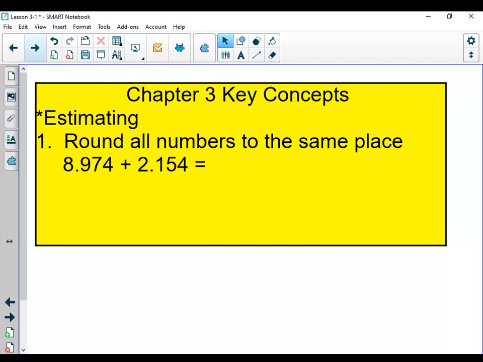And a lot of people like estimating because you are rounding all numbers to the same place, but notice it does not say what place. So you get to pick. Some people right now might be saying, yes, I'm going to round to the 10th place. And what you should do, especially if you are at home, is underline the place that you picked, because I can't see you. I can only see your paper.